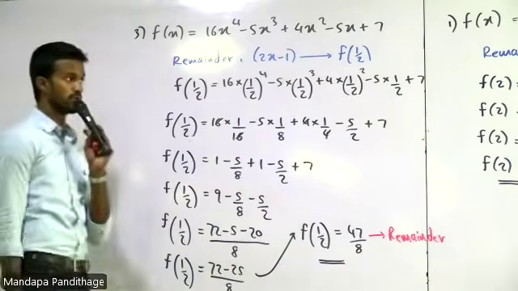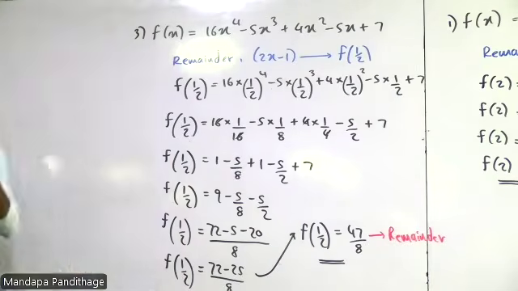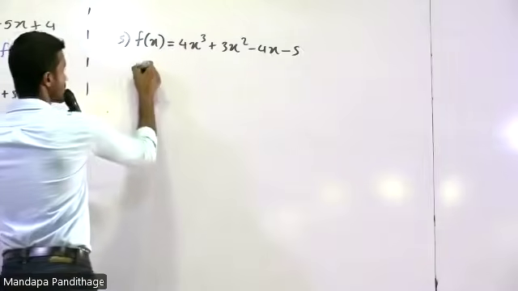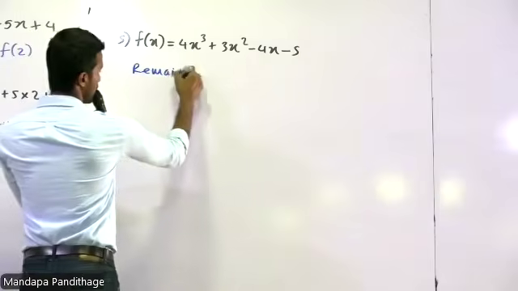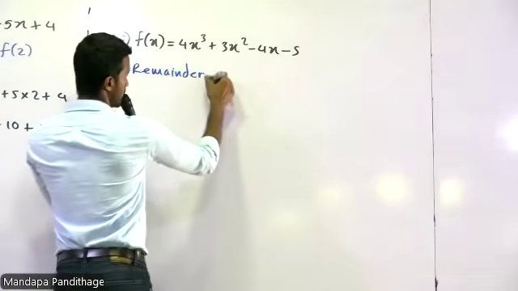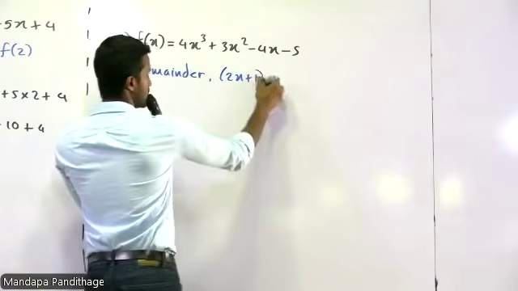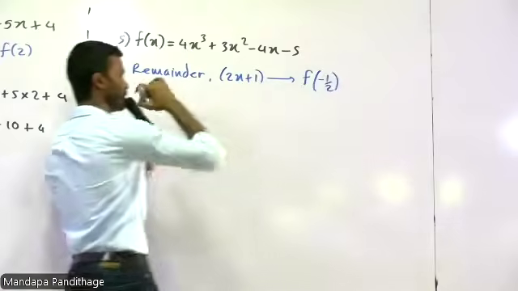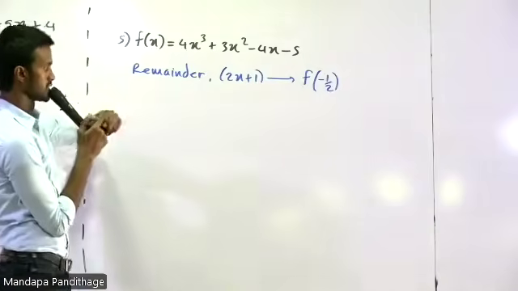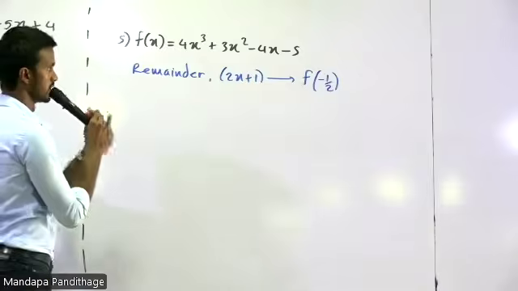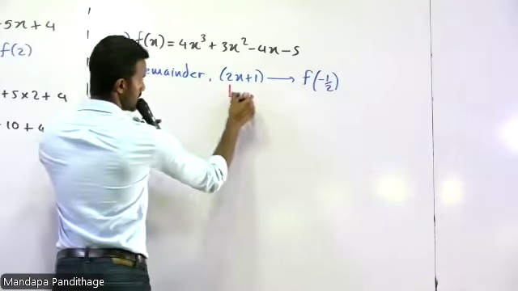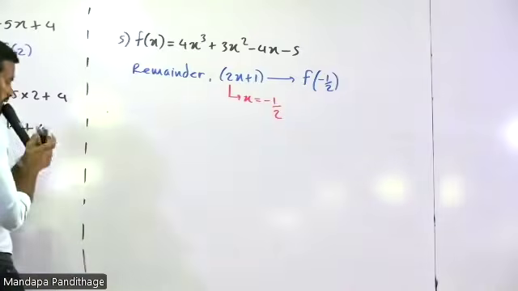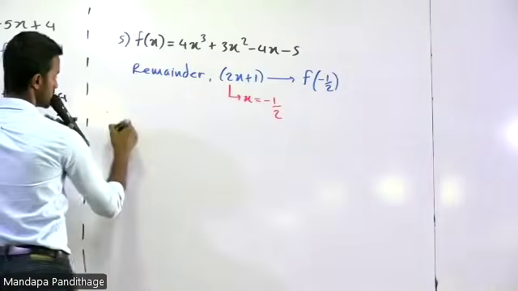So we are supposed to simplify them. To question number 5. Okay, so the remainder when divided by 2x plus 1 is f minus half. So we had to substitute x equals minus half, because this divisor becomes 0 when x is equal to minus half. Then I have f minus half.